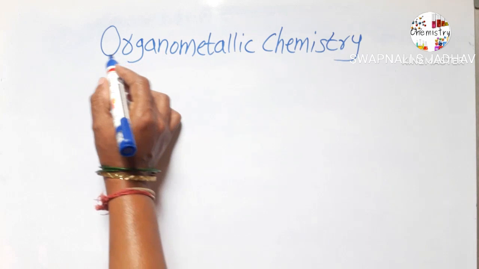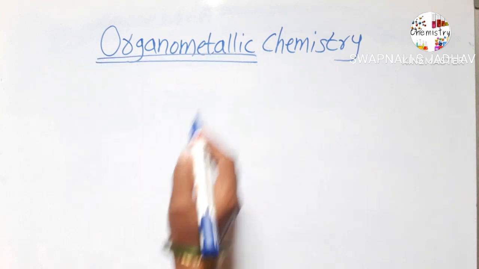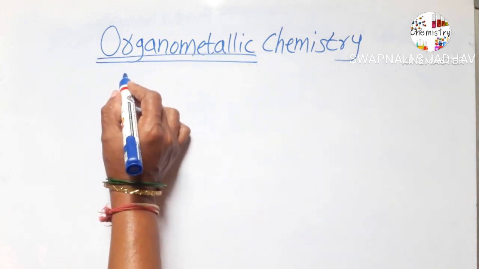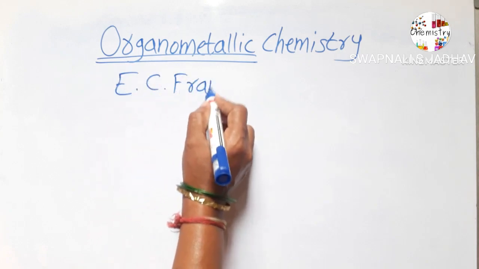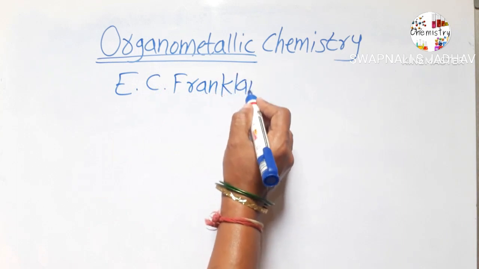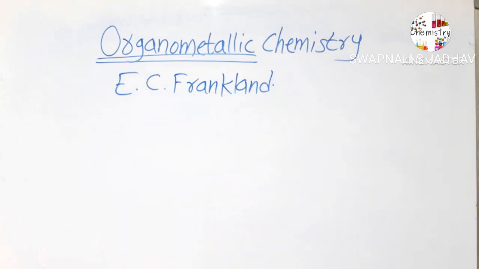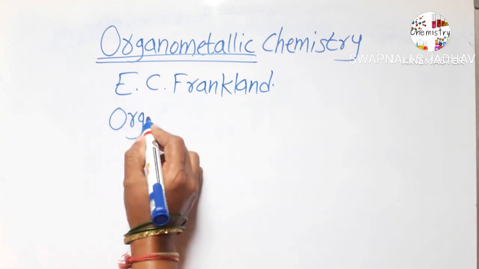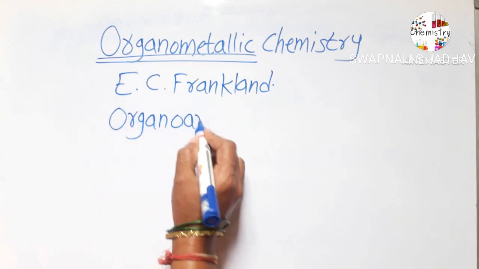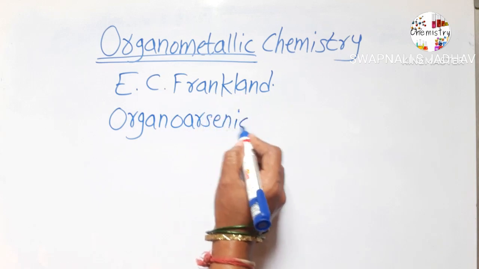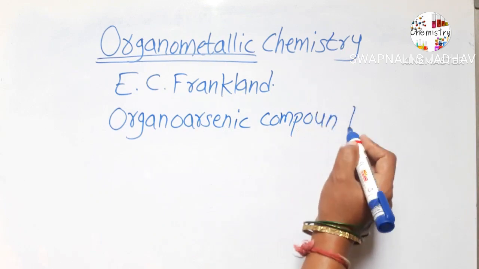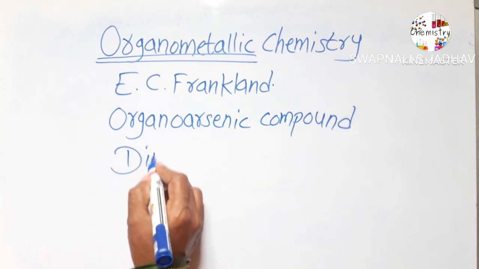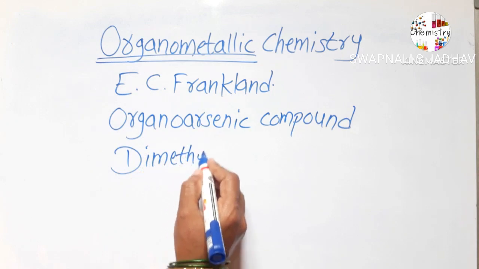So the term organometallic was first introduced by the scientist E.C. Frankland. He was working on organoarsenic compounds, and he was the first person to synthesize dimethyl mercury.